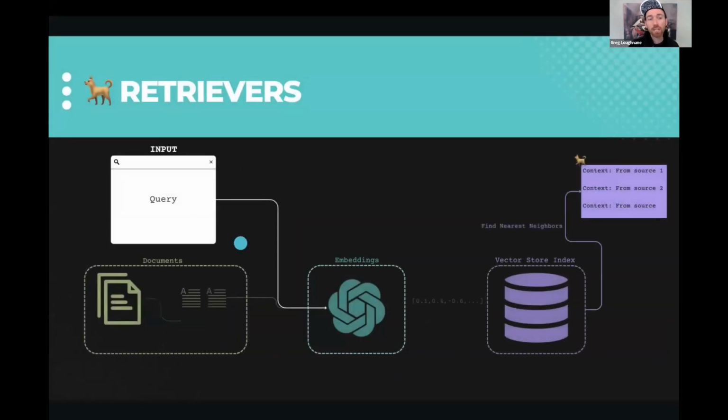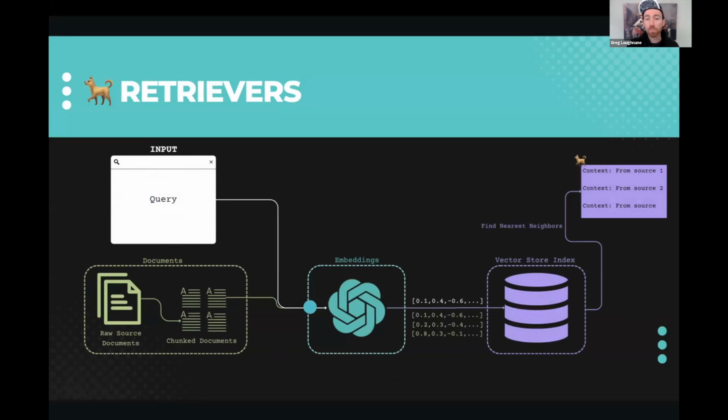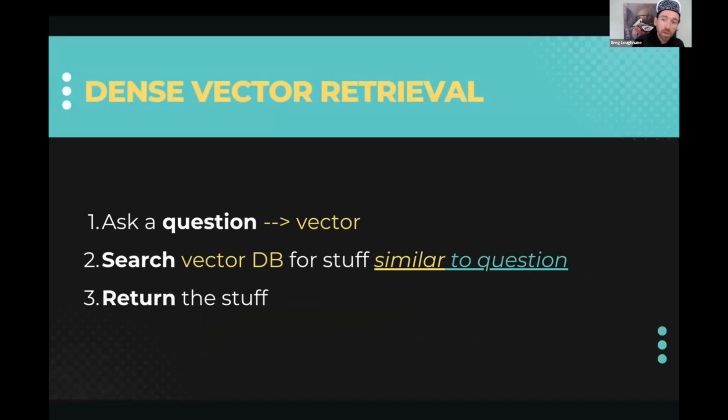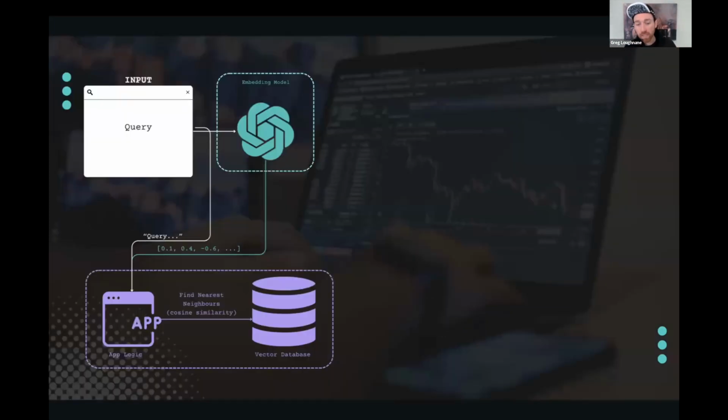Why is that important? Because then when we go to actually ask a question, we push it through our embedding model, we get a vector, and we look through a cosine similarity generally to find nearest neighbor similar things within the vector store. So why is it dense vector retrieval? Because we ask a question, it's a vector. We search the vector DB for stuff that's cosine similar, get it back. Then we return the stuff we found in natural language, right?